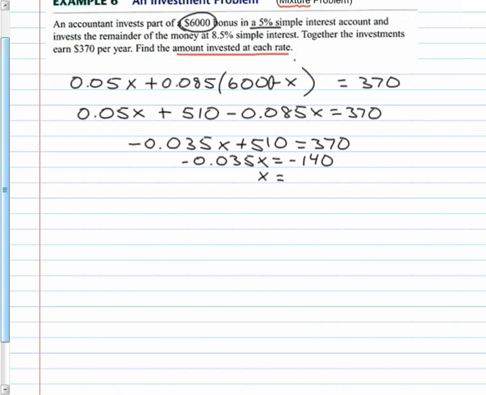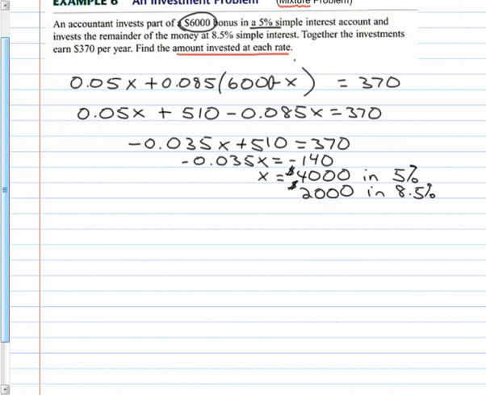4,000? Now the 4,000 was $4,000 in the 5% account, because that's where we made our variable. The 5% account was the X. How much do we have left over? 2,000. 6,000 minus 4,000. We have $2,000 left over in the 8.5% account.